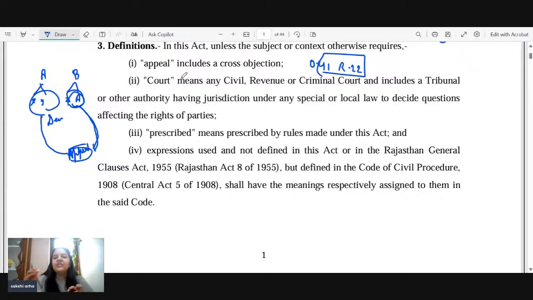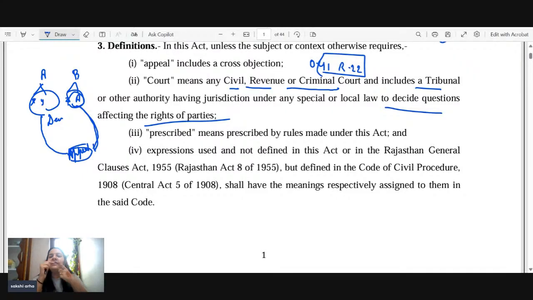Okay, so this cross objection will also be treated as an appeal for the purpose of this Act. Now what is court? So court, civil court तो होता ही है, but court is not restricted to civil courts only. Here court also includes civil courts, revenue courts, criminal courts, and includes a tribunal or other authority having jurisdiction to decide questions affecting the rights of parties. So here court means tribunals also. Civil court तो होते ही हैं, उनके revenue court भी होंगे, criminal courts are also there. This Act is providing court fees not only for civil courts but also for criminal courts.